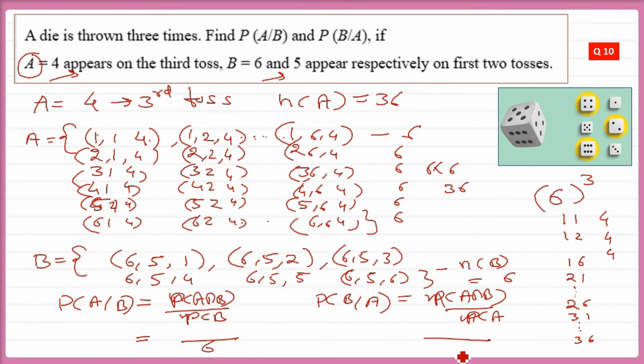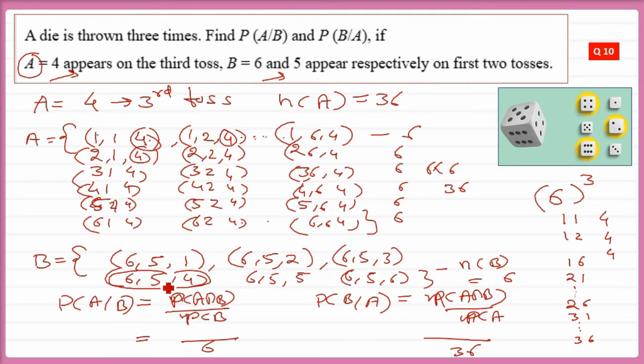So what is P(B) or N(B)? It is 6. What is N(A)? 36. We have already found that out. We had a long discussion on this just now. Now, what are the values which are common between A and B? See, in the first set, only 4 can come in the last. So in the second set, you just have to find that value which has 4 in the last. So only 6, 5, 4 and 6, 5, 4 will match.